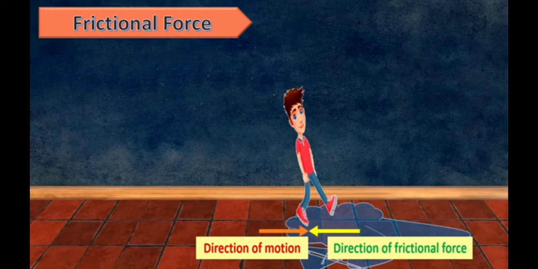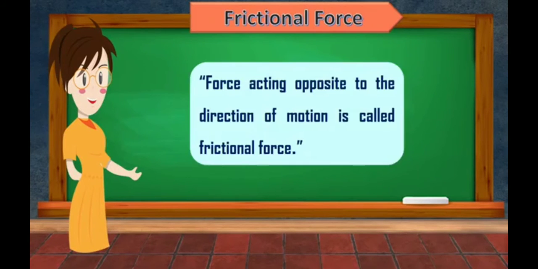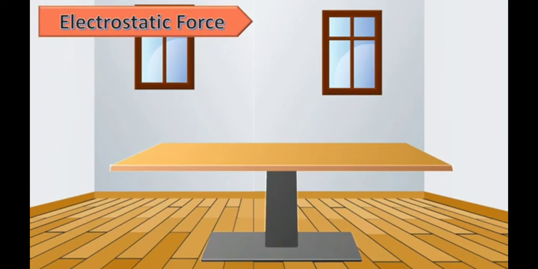He slips down. That is the reason: the friction is caused between his legs and the wet surface. Because of that, he is not getting that grip to walk, and because the surface is muddy or slippery, he slips down. Force acting opposite to the direction of motion is called frictional force. The force which is exerted in the opposite direction is called frictional force.